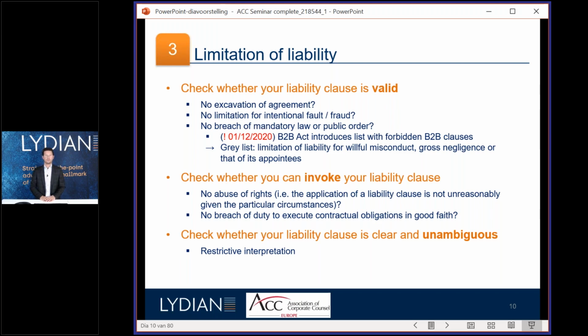The next point on your checklist should be the limitation of liability. It's one of the most important topics in my view. And the first thing to check is whether your liability clause, you may have it, but whether it's also valid. It cannot be, for instance, an evisceration of the agreement, which means that you make your agreement useless because you have limited your obligations to zero, so that you don't take up any liability. Then it will not be a valid limitation clause.